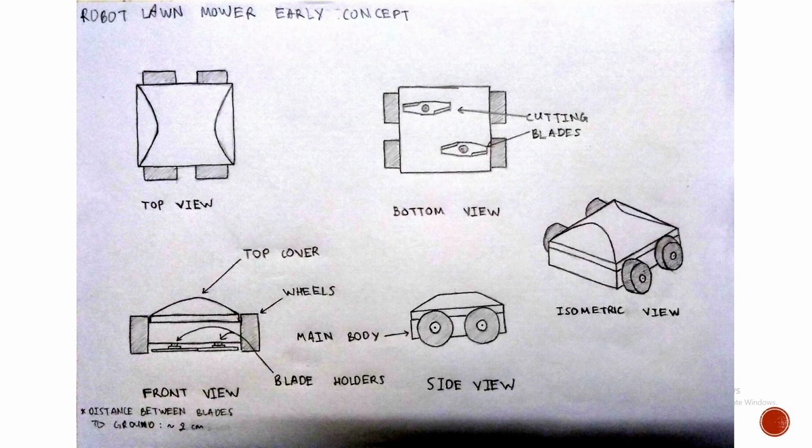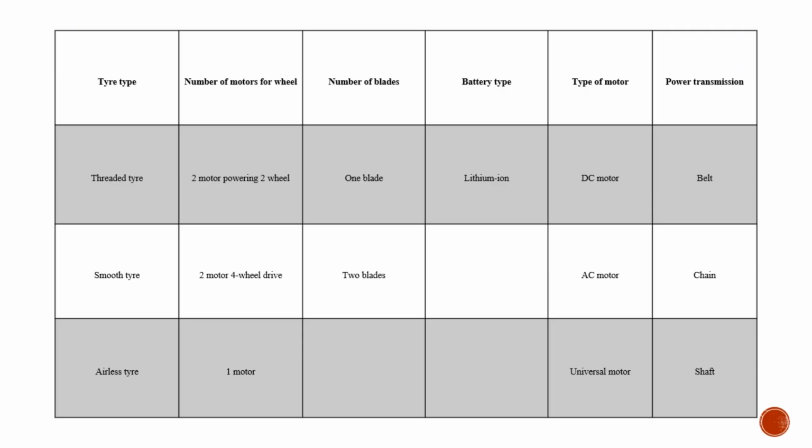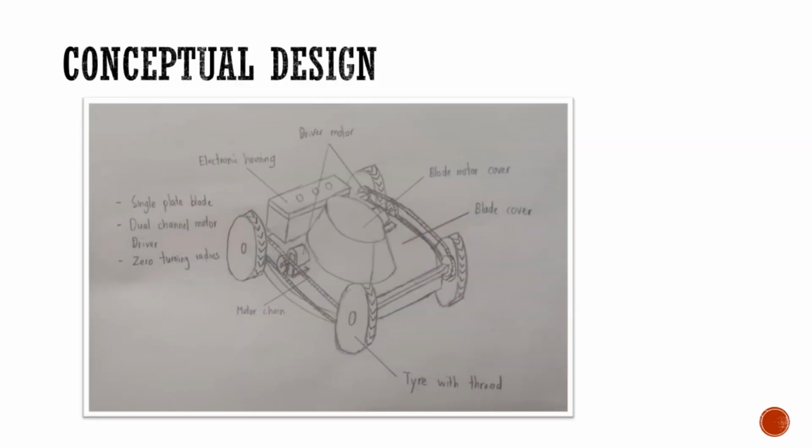I opted for small dual cutting blades instead of one big cutting blade because it can cut grass with better efficiency, as it puts less stress on the motor. The tires of the mower should be thick in terms of diameter and thickness, purely for the longevity of the mower. That's all from me. Thank you. Now I will proceed with the conceptual design.